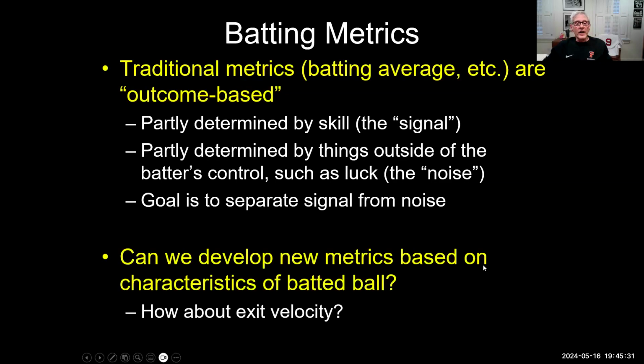Now, the goal: can we develop new metrics based on other characteristics of the batted ball? For example, exit velocity. Do we want to reward players who have a high exit velocity, despite the fact that, due to bad luck, they may not have gotten on base with that high exit velocity?